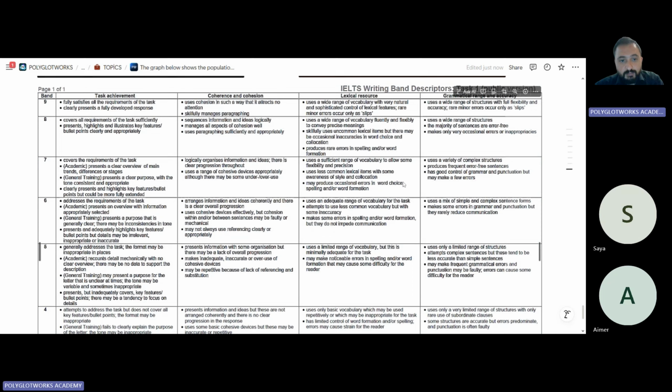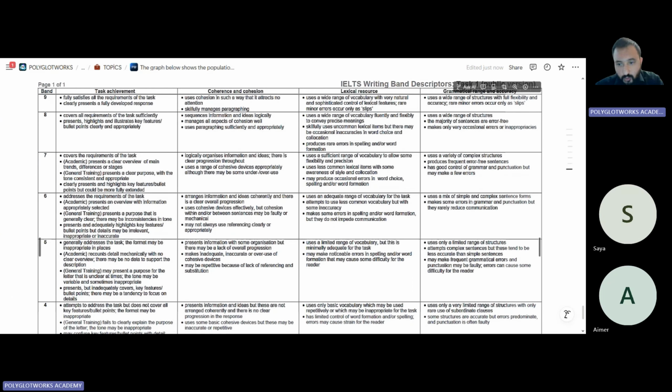As you see, band 5, band 6. For all of them, we have task achievement, coherence and cohesion, lexical resource, and grammatical range and accuracy. But be careful with the coherence and cohesion part. For band 5, band 6, or 7, what they write is always the same: logically organizes information and ideas, there's a clear progression throughout. It is the most important part.